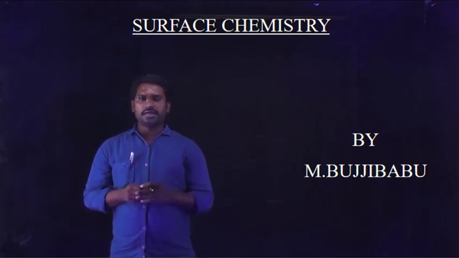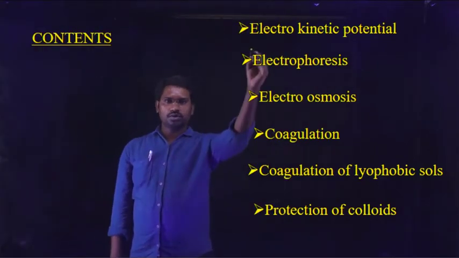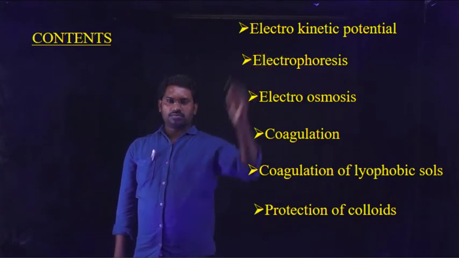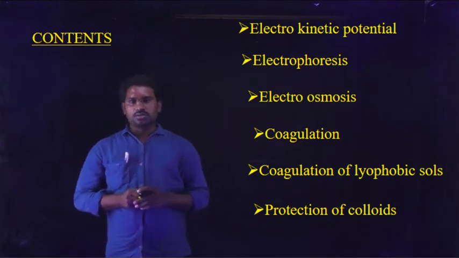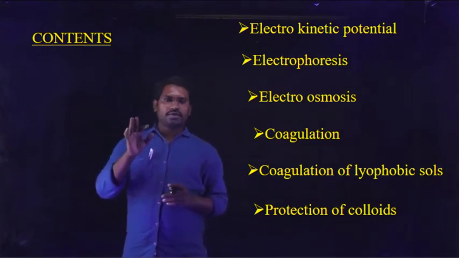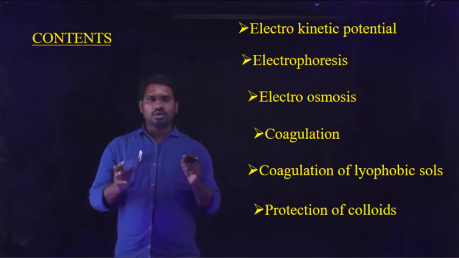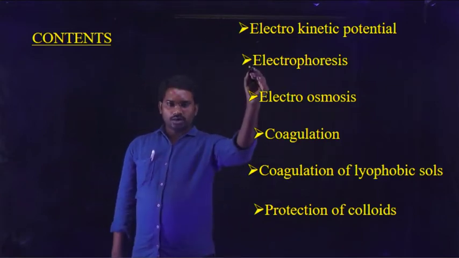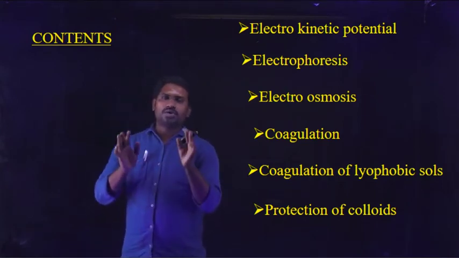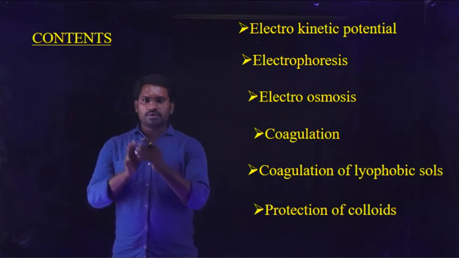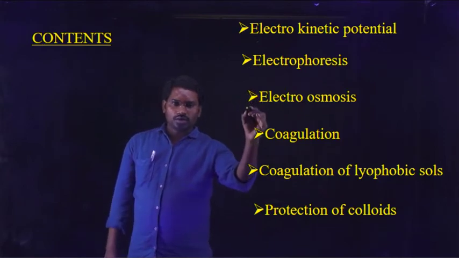This indicates the contents presented in this video. The first one is electrokinetic potential. What is meant by electrokinetic potential in colloidal solutions? How can we define the potential which is developed between the two layers in the given colloidal solution? That is known as electrokinetic potential. The second one is electrophoresis. Electrophoresis is another important property of a colloidal solution which gives information about the motion of the colloidal particles. And the third one is electroosmosis.